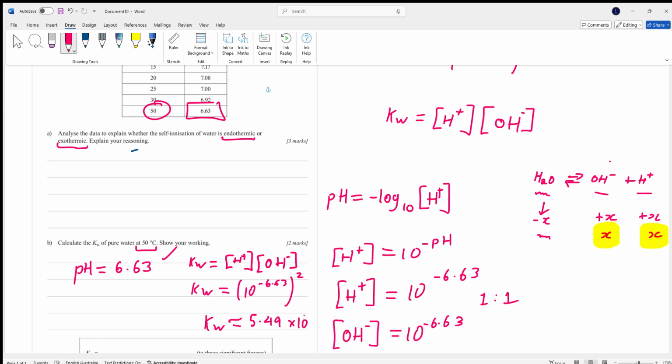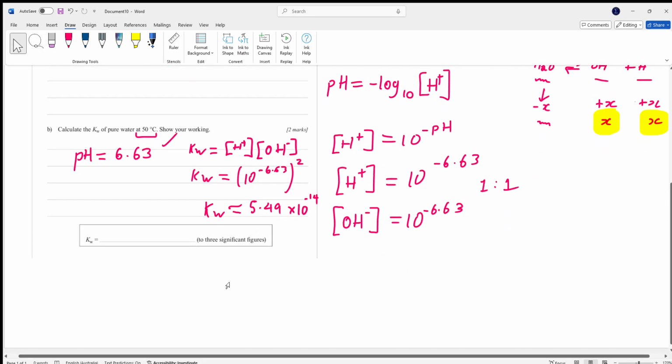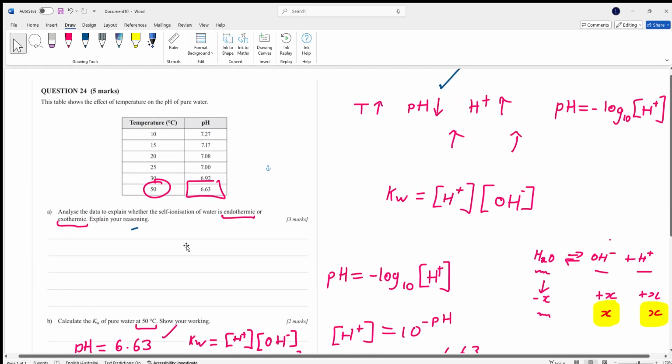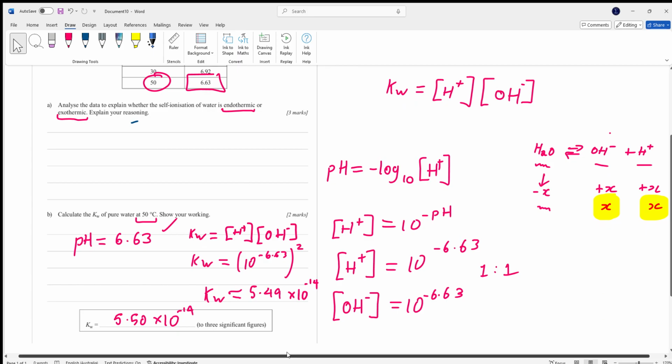5.49 times 10 to the negative 14. Now here there is a 5 after the 9, so they said 3 significant figures, so 5.50 times 10 to the negative 14. And that's it. That's how you do question 24 from the Chemistry External Exam 2020 Paper 1.